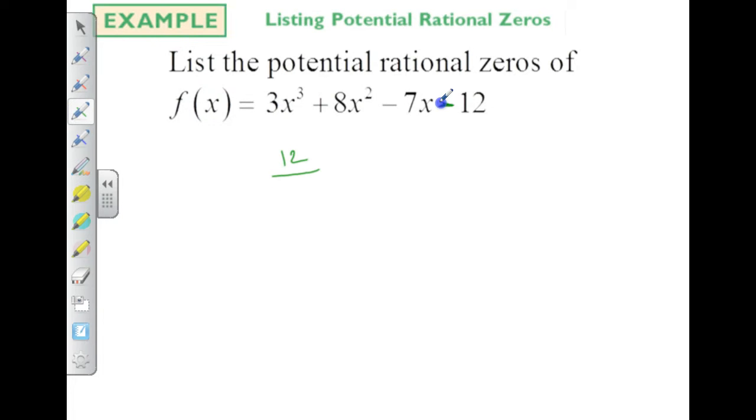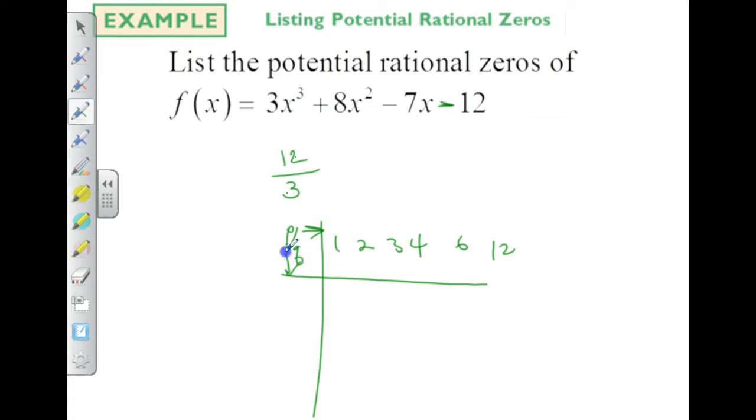I know you think it's a negative 12, but I'm going to do plus or minus here in a moment, so it won't matter. So my p divided by q, I'm going to list the p's horizontally and the q's vertically. All the factors of 12 are 1 and 12, 2 and 6, 3 and 4. All the factors of 3 are going to go down vertically, 1 and 3, and I'm going to start dividing. 1 divided by 1, 2 divided by 1, 3 divided by 1, 4 divided by 1, 6 divided by 1, and 12 divided by 1.